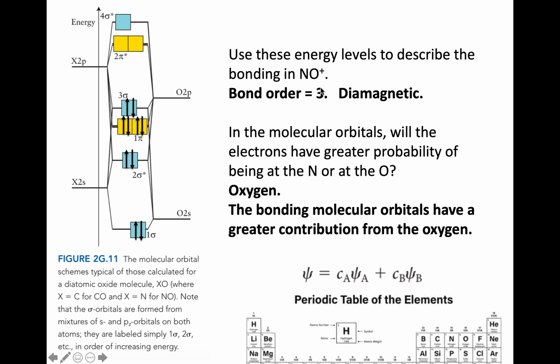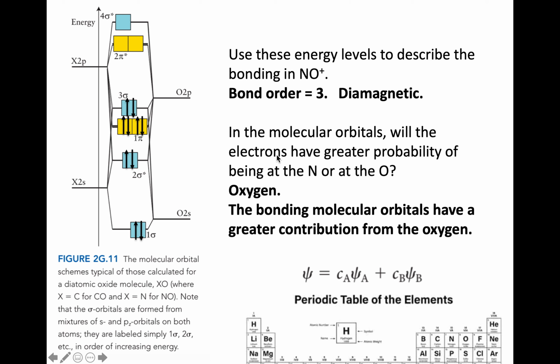I count that I have 10 valence electrons, and if I populate them, I have sigma, sigma star, and then I've got pi, pi, sigma. Okay, my bond order ends up being 3. Triple bond. I see that they're all paired up, so I'd call it diamagnetic.